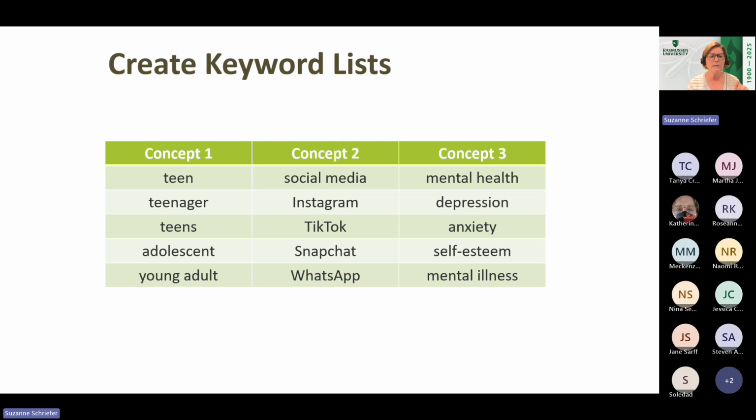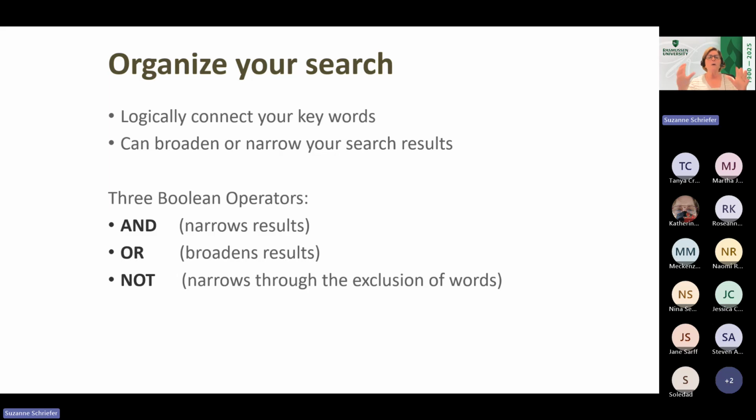So just a moment, here we go. Okay, so now we've got our topic figured out. We figured out our concepts. We have this list of keywords. So the next thing we need to do is to logically connect our keywords. And we do that with what I call Boolean operators. And there are actually three of them, although you'll probably only ever use the first two.